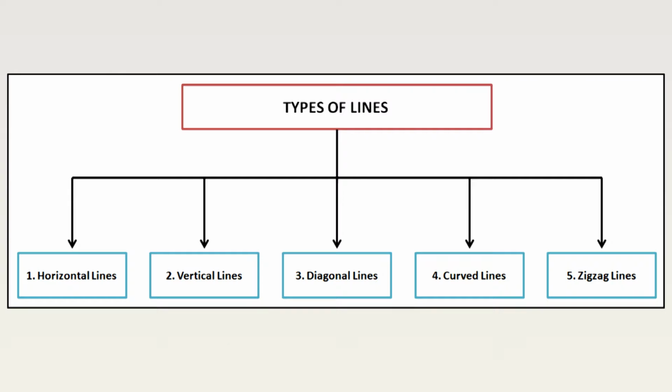Types of lines. There are five main types of lines. They are horizontal lines, vertical lines, diagonal lines, curved lines, and zigzag lines.